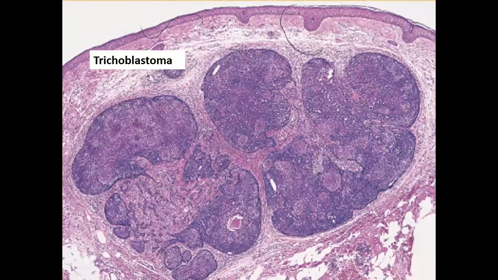Trichoblastoma is another tumor originating from the hair follicle. Here there are basaloid nests within the dermis, not having any connection with the epidermis, but not having the keratinization as we see in trichoepithelioma.